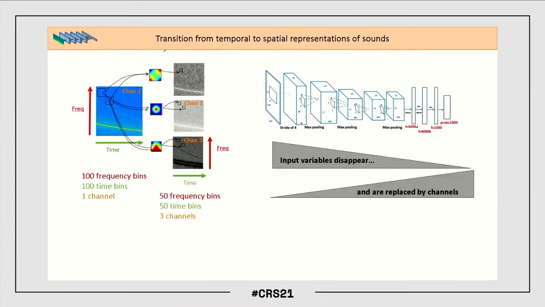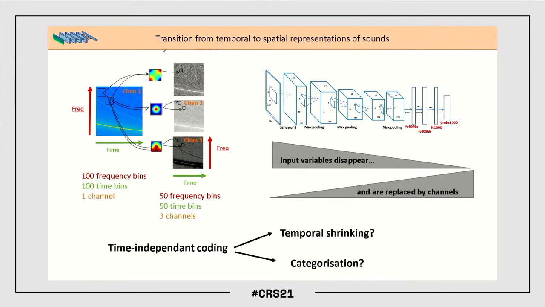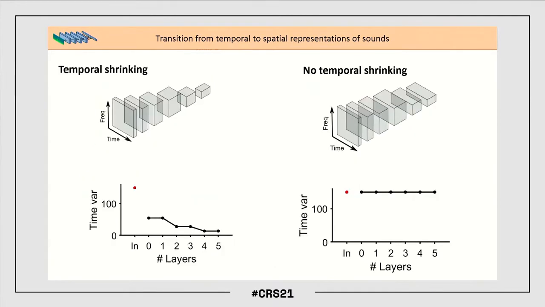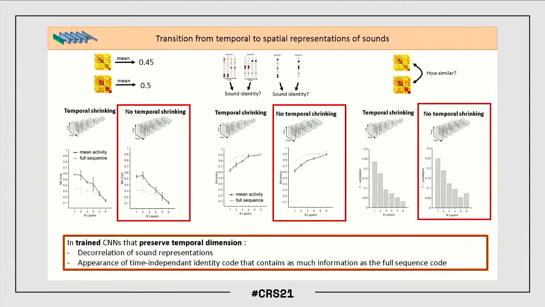Now it could be objected that this property is simply a trivial correlate of the fact that convolutional neural networks, because as the C indicates, are performing convolution, the input dimensions, so time and frequency, are actually getting squeezed out of the network to be replaced by more and more channels. So perhaps this time-independent coding we see is simply due to the fact that time is disappearing in the network and not to categorization. So to disambiguate this, we constructed CNNs, forcing them to preserve the temporal dimension throughout each layer. And if I now show you the same figures you're becoming familiar with for these networks, we also see that we preserve this time-independent identity code in the later layers.